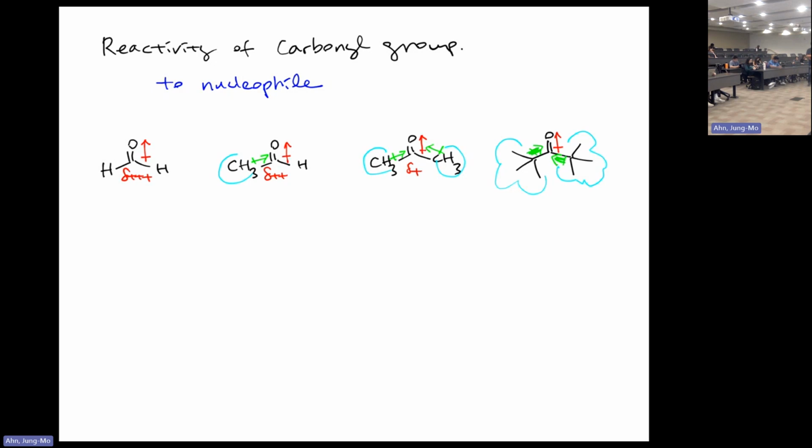But the small one like this is going to be really great, because you have the biggest amount of electron deficiency there, and also there's no steric hindrance. But you can even make something better than that. This carbon chain is electron donating, right? What will increase the reactivity further is electron withdrawing groups, right?